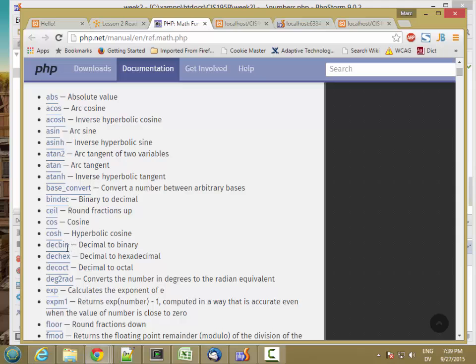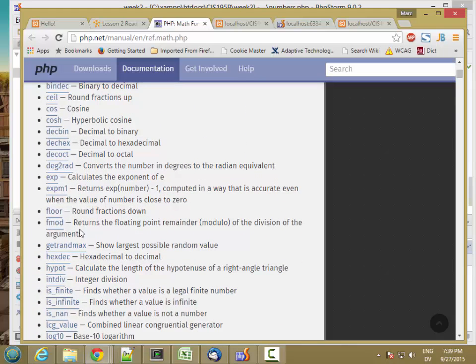You can convert a decimal number to a binary string, or to a hexadecimal string, or to an octal string. You can convert degrees to radians if you're using trigonometry. You can raise e, which is 2.718 some odd, to a certain power. This is the opposite of a logarithm if you do engineering type stuff. I showed you floor. So when we were using the modulo function before with the percent, it was always returning an integer. Here's the version that will return a floating point number.